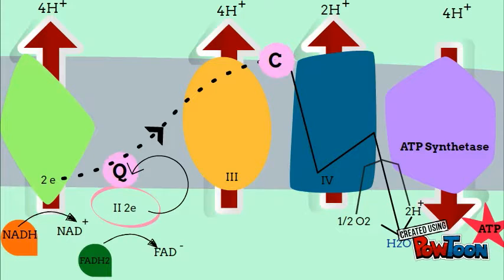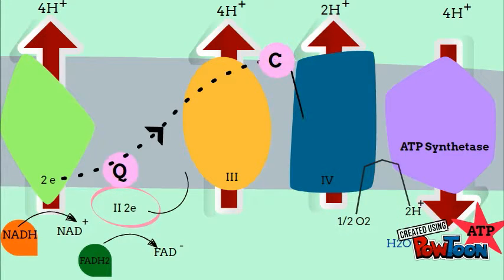As the electrons are passed between the complexes, they pass protons out of the mitochondrial matrix into the inner membrane space. Complex 1 pumps out 4 protons, complex 3 pumps out 4 protons, complex 4 pumps out 2 protons. The same process takes place for FADH2. Altogether 16 protons are passed to the inner membrane space.